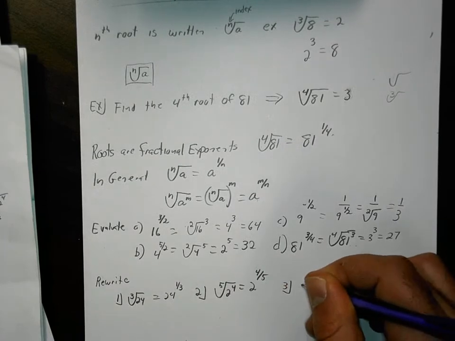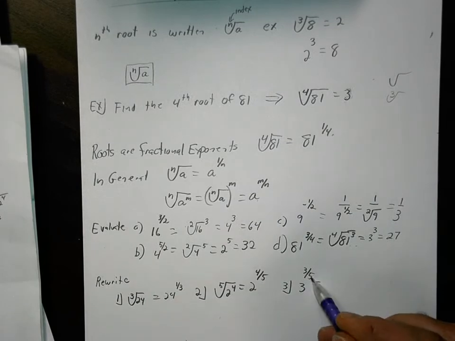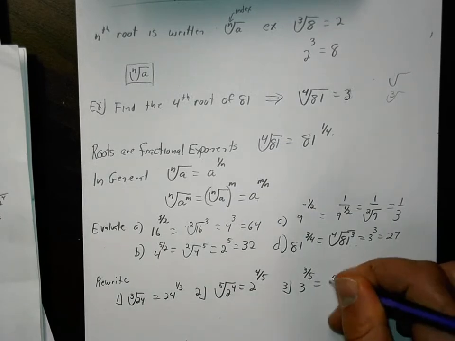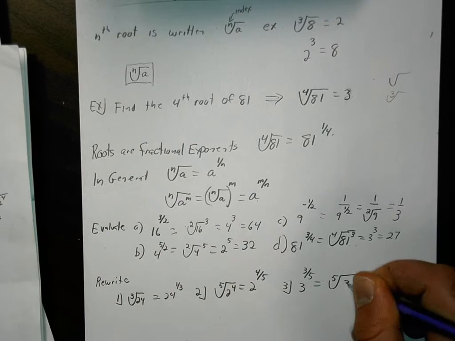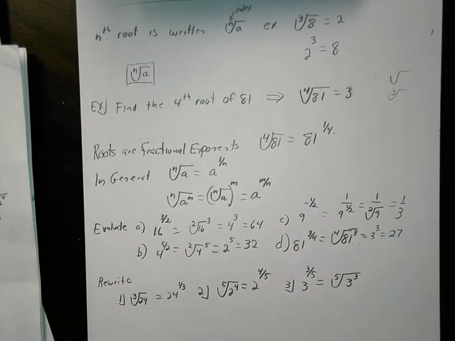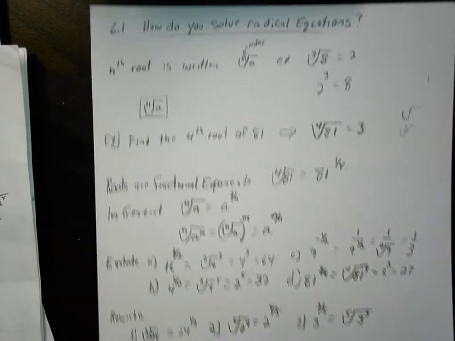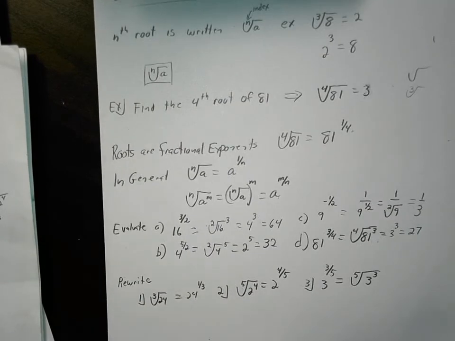How about going the other way? 3 to the 3/5. So this is my root, so that's the index. So it's the fifth root of 3 to the 3rd power. Alright, so let's move on to answer our essential question here, which is how do you solve radical equations.